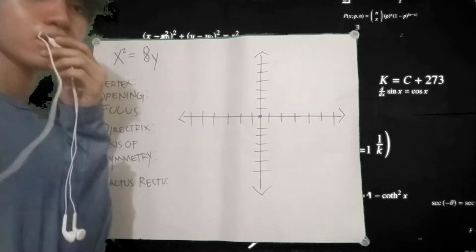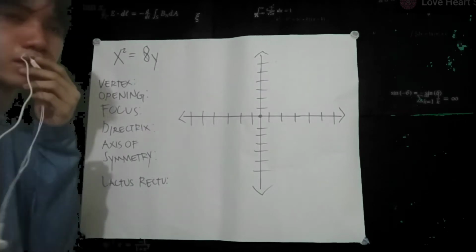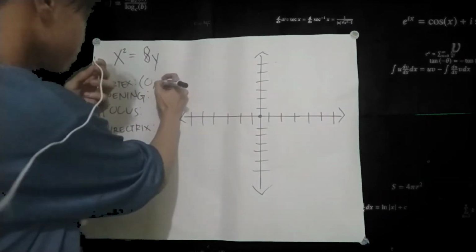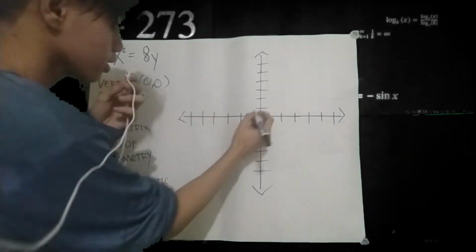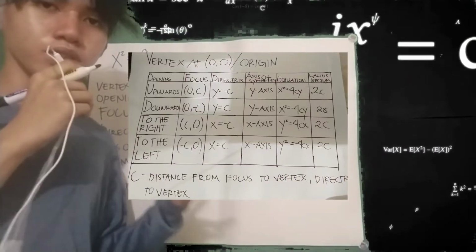So vertex, is this equation ba in vertex form or hk form? Right, vertex form. So that means we have 0, 0 or the origin for our vertex. Nandito siya. This is the vertex na. Let's now use this chart as our guide.